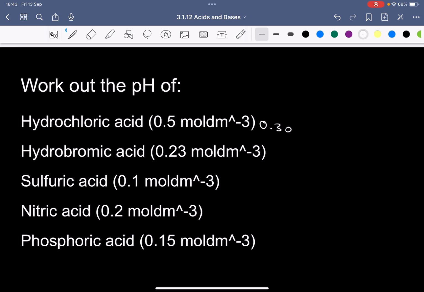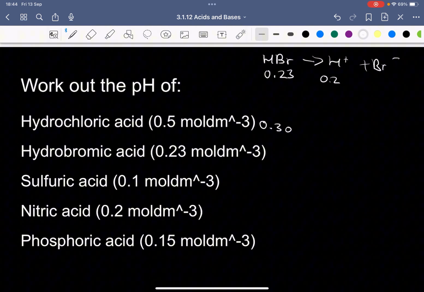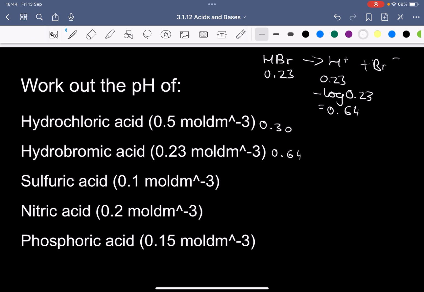Okay, now hydrobromic acid is quite similar. So we have HBr, and then we form H plus and Br minus, right? So initially we have 0.23 moles per decimeter cubed of hydrobromic acid. This means we're going to have 0.23 moles per decimeter cubed of H plus ions. This is because it's a 1-to-1 ratio. And now we can just minus log 0.23 to get 0.64.